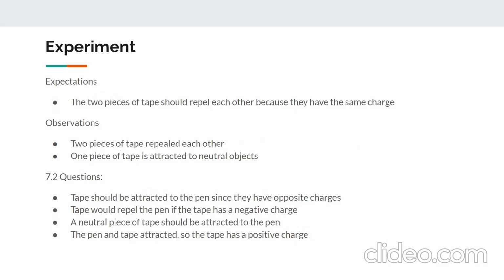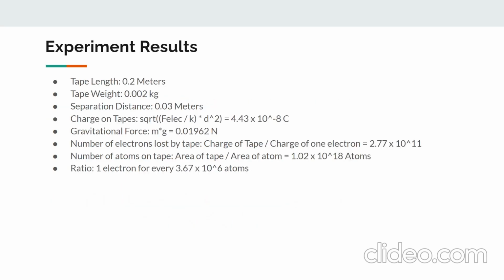For the expectations, the two pieces of tape should repel each other because they had the same charge. The observations made were that the two pieces of tape did repel each other, and one piece of tape is attracted to neutral objects. And for the 7.2 questions, the tape should be attracted to the pen since they have opposite charges. Tape would repel the pen if the tape had negative charge. A neutral piece of tape should be attracted to the pen, and the pen and tape attracted, so the tape has a positive charge. For my experiment results, I measured a separation distance of 0.03 meters.